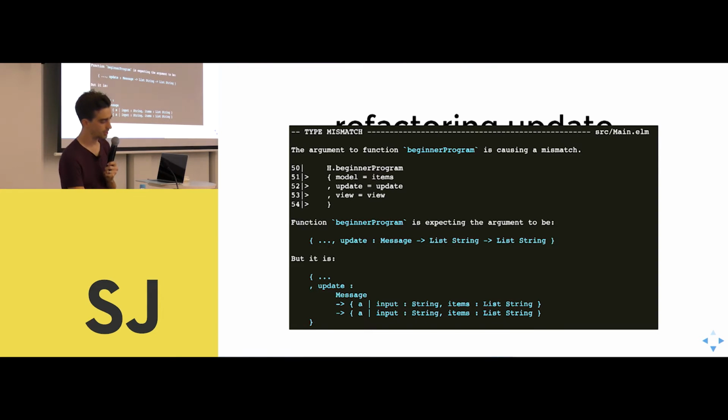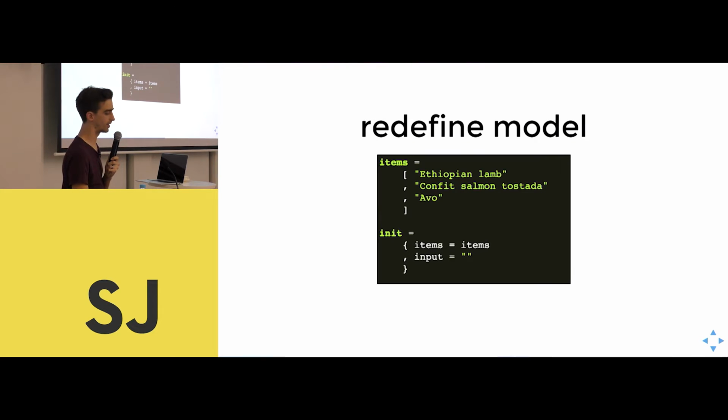Once we do that, oh geez, it's still complaining, and that's because we changed the state that update was expecting without changing the state that we were passing into our beginner program. So it's still saying items up here, which is just the list of strings. So we can just redefine that. We still have our items, but we'll wrap it up in this little init that has an empty input.